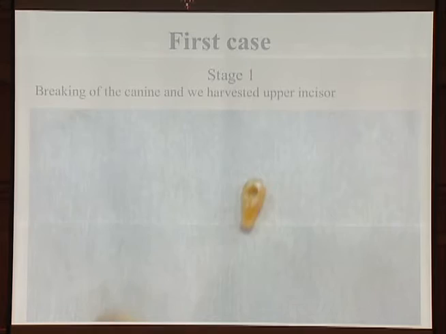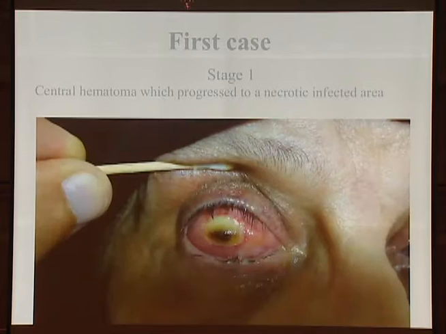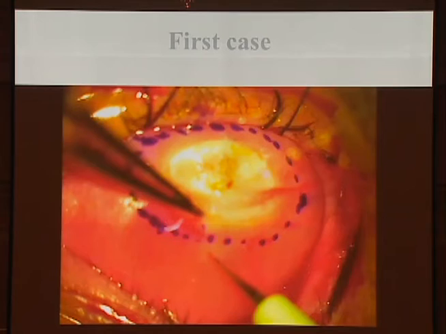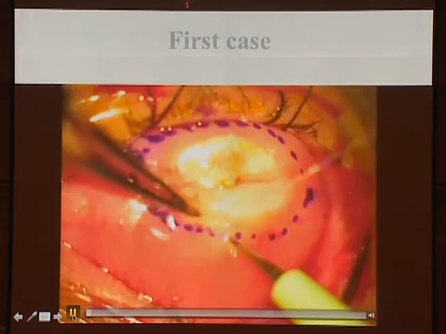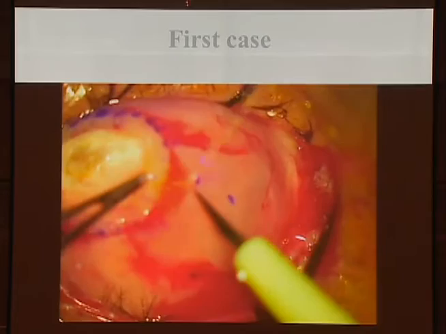There was a central hematoma which progressed to a necrotic infected area. It needed a second intervention, where I removed the whole necrotic area from the central part of the buccal mucous membrane.